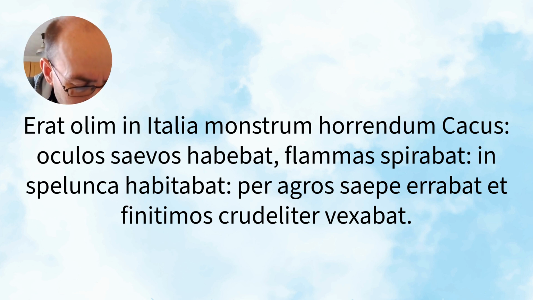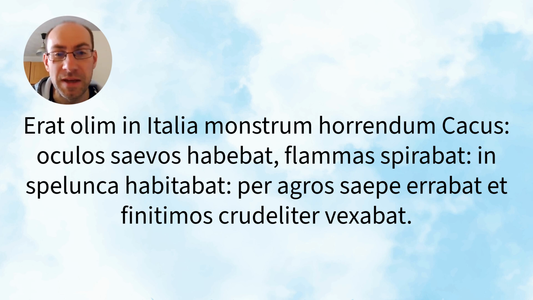My goodness. Right, what have we got? Imperfect tense. Erat, there was. Once, olim, once upon a time, at a time in the past, in Italy, a horrible, fearful monster, Cacus, it's his name, called Cacus. Habebat, imperfect tense, he had. Oculos saevos, accusative, savage, fierce eyes, fierce looking eyes. Spirabat, he breathed, flames. In spelunca, ablative, place where, in a cave, habitabat, he lived. He used to live at that time, that's why it's imperfect.